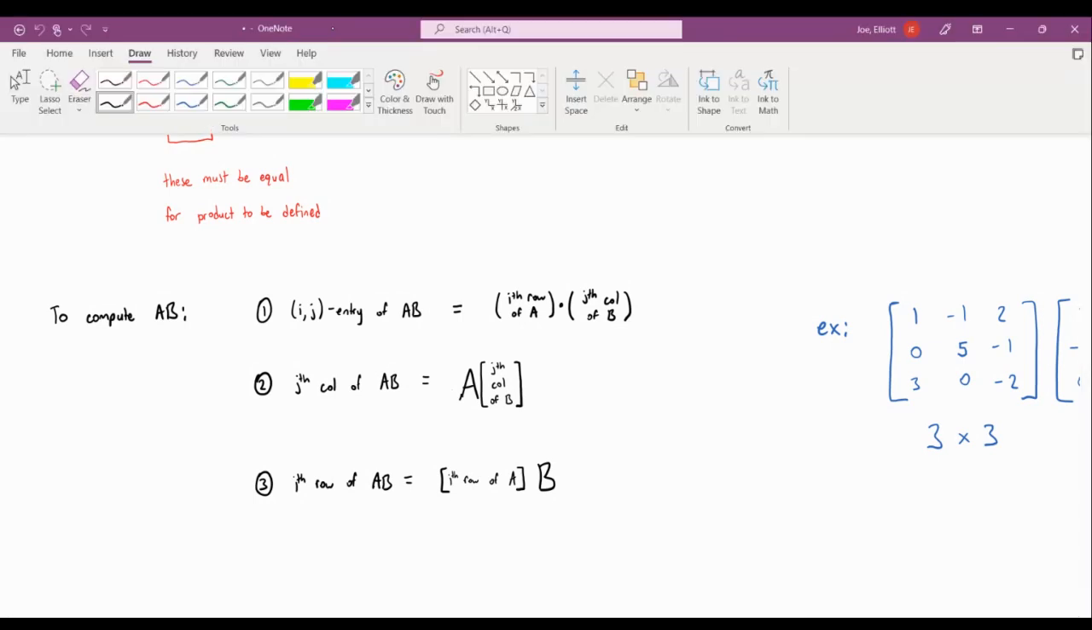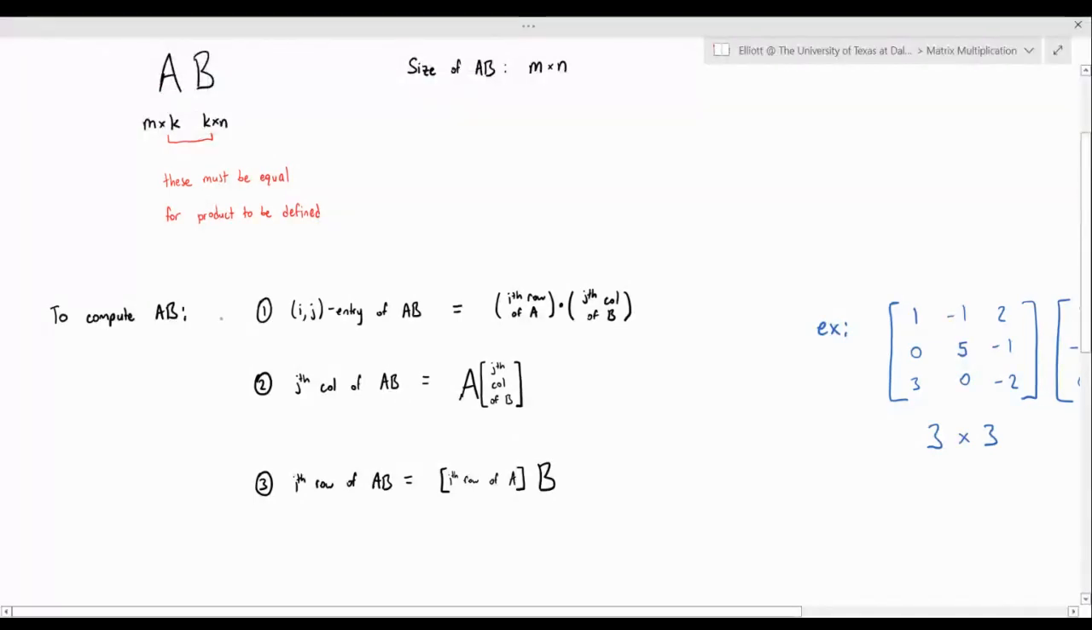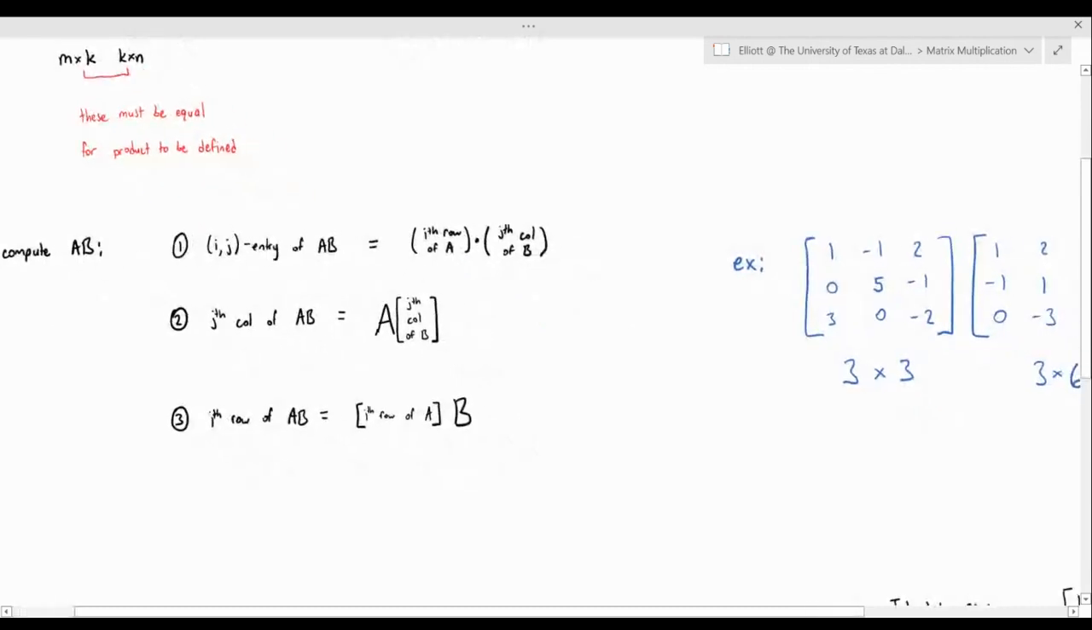To actually compute the product, I wrote down a couple of rules down here for how to multiply two matrices A and B. Practically speaking, I think most everyone will be computing the product of two matrices using this first rule here. This rule says that the ij entry of AB will be equal to the ith row of A times the jth column of B. And I'll illustrate that with this example that I have prepared.